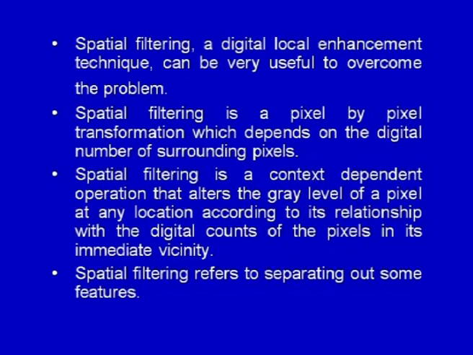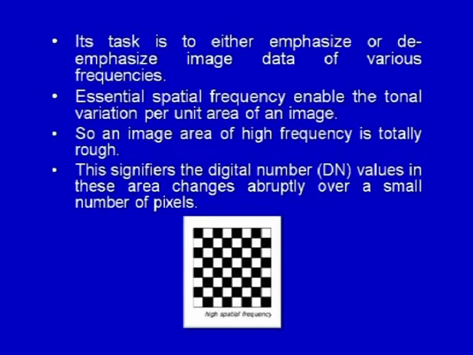Spatial filtering refers to separating out some features. Its task is to either emphasize or de-emphasize image data of various frequencies. Essentially, spatial frequency describes the tonal variation per unit area of an image. So, an image area of high frequency is totally rough. This signifies that the digital number values in these areas change abruptly over a small number of pixels.